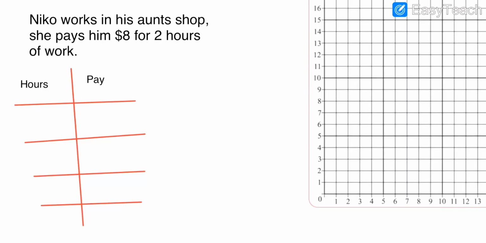So let's look at our first example here. In the top left-hand corner, I have briefly written a scenario. Since you're watching the video, I didn't want to write out the whole problem. The problem says that Nico works in his aunt's shop and she pays him $8 for 2 hours of work. So every 2 hours that he works, he earns $8. Okay. And so the question actually asks us to not only identify our constant of proportionality, but to create a table based upon our constant of proportionality and then to actually graph those points on the coordinate plane. Okay. So let's go ahead and do that here.